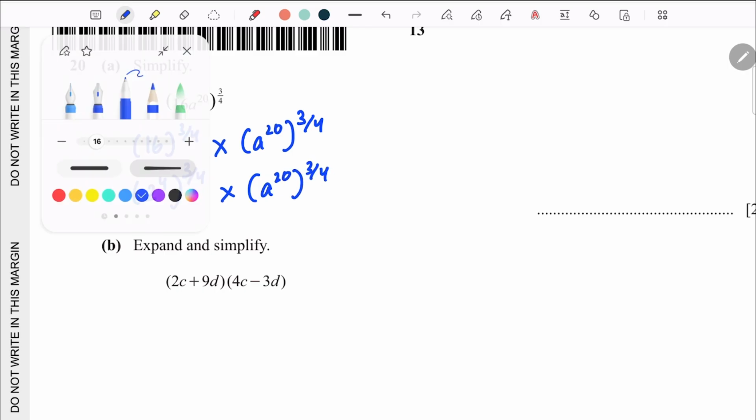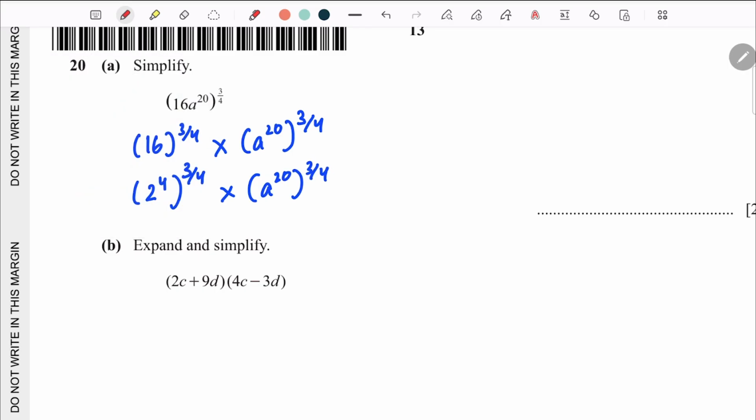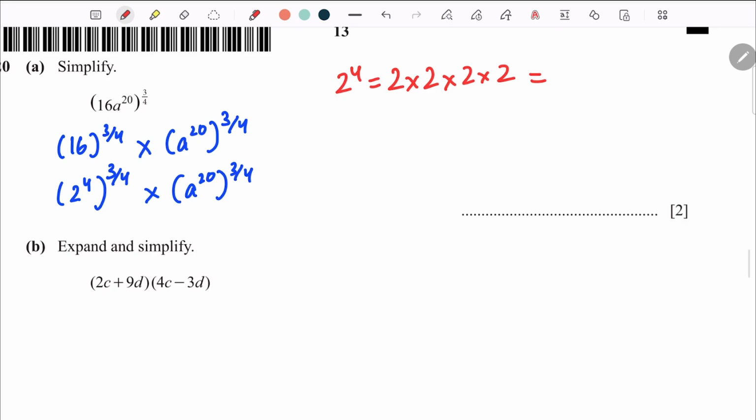Basically 2 to the power 4 is equal to 16. How? This can also be written as 2 times 2 times 2 times 2, and this is 4, this is 4, so 4 into 4 is 16.